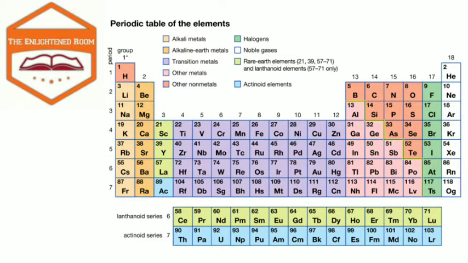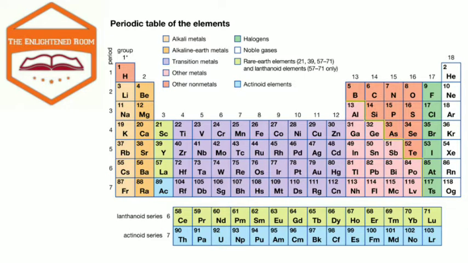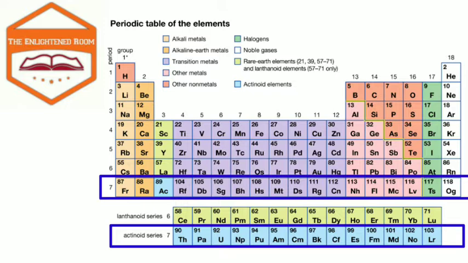Now let's talk about the 6th period. This period contains 32 elements with atomic numbers 55 to 86, starting with cesium and ending at radon. This is the longest period. Now let's talk about the 7th period. It also contains 32 elements starting with francium and ending at Og or Uuo, which was discovered in April 2010. This is another longest period.